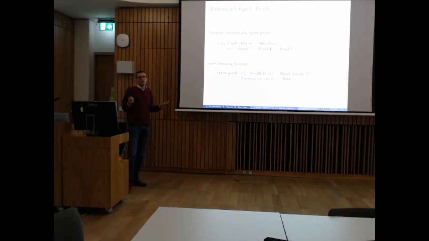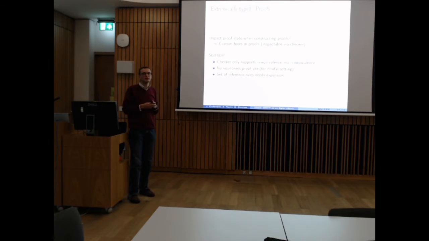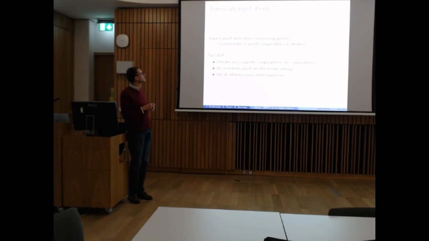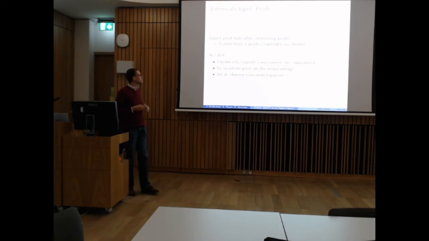Of course, it has some downsides. For instance, when constructing a proof, we don't immediately get the proof state, so at no point do we see what goal we still have to prove and what assumptions are currently in our context. But that's currently solved by allowing custom goals in this proof syntax and extending the check proof function so that it can give you that kind of information and then partially check the proof.